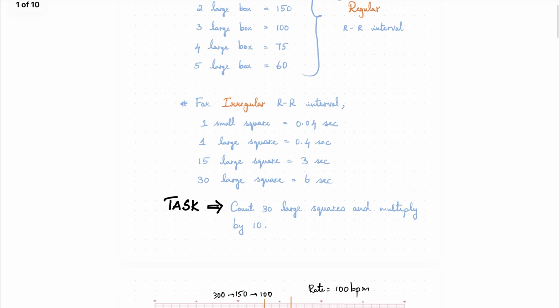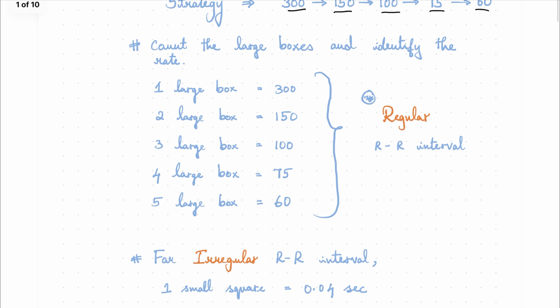But this is for a regular RR interval. When it's one large box, it's 300. When it's two, it's 150, 3, 4, 5, 60, and so on.